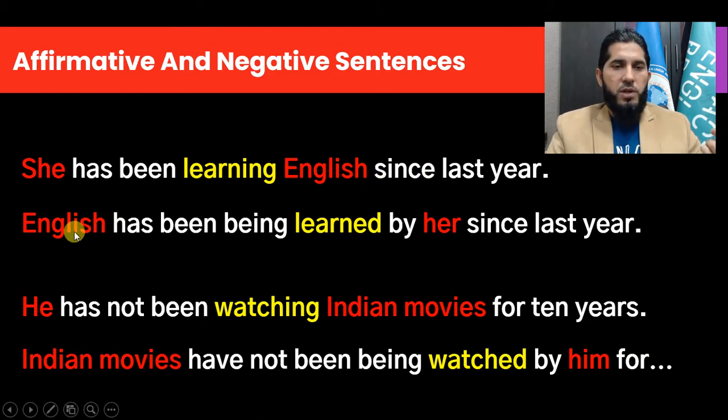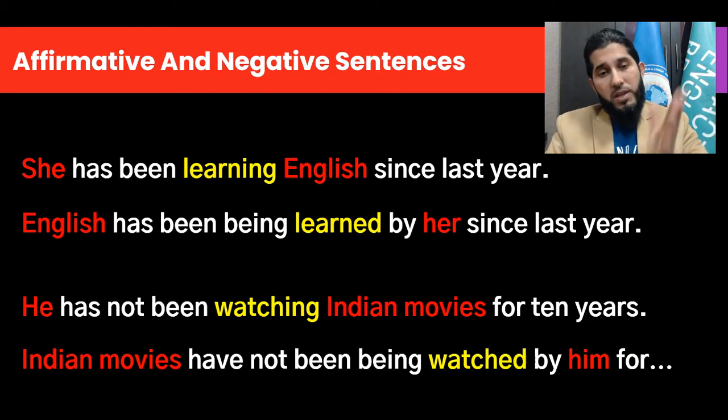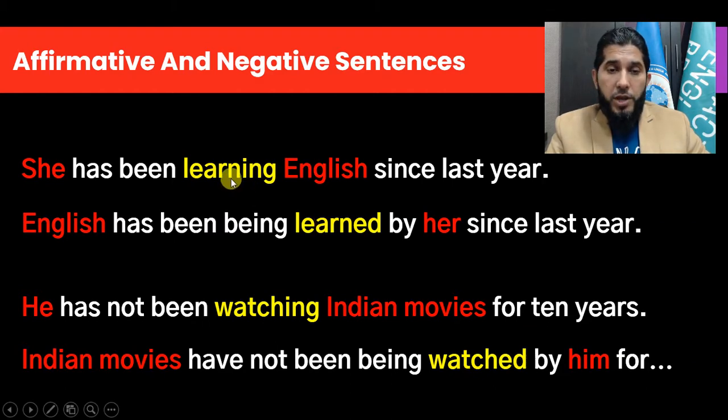And now look at this example. English, subject; has, helping verb; been, helping verb; but being. In passive form, the only thing you need to do is add another auxiliary, like being. You already have two auxiliaries, has plus been, but you add one more helping verb, being, like here. And the next thing you need to do is change the main verb to third form, or past participle form. So learning here is the ing form, but here it is the past participle, third form. By her since last year, the rest of the sentence. So English has been being learned by her since last year.